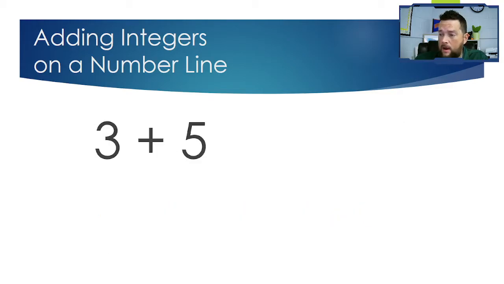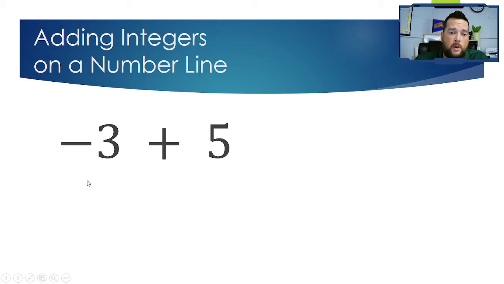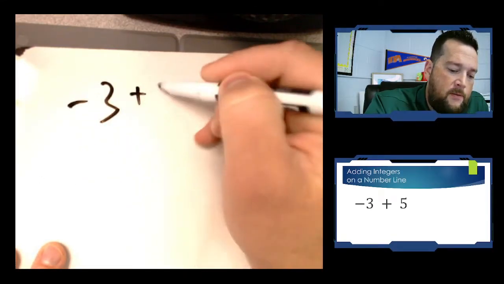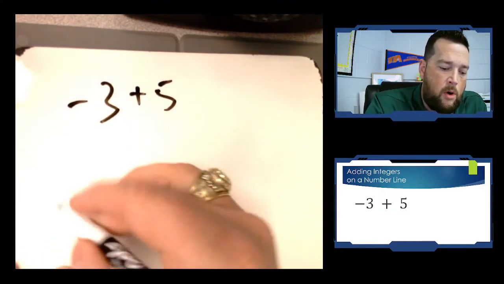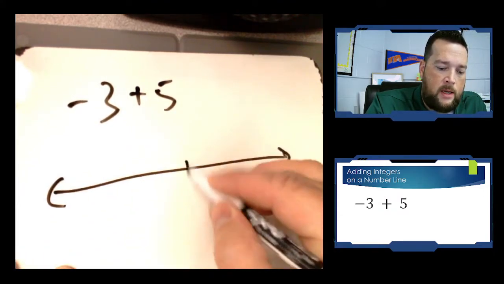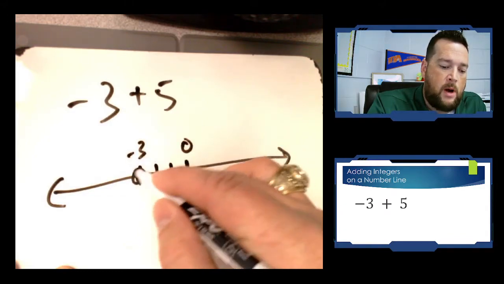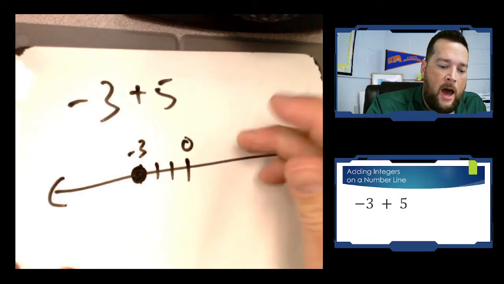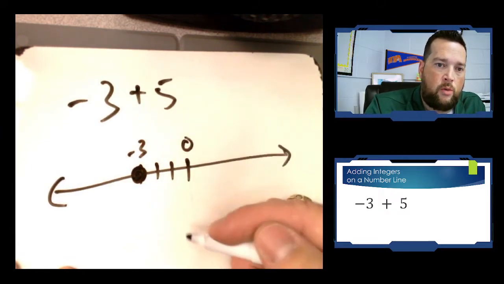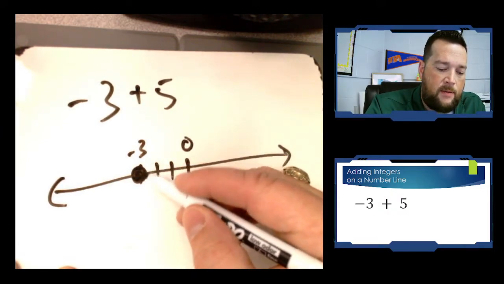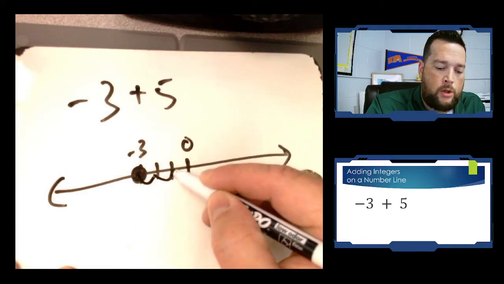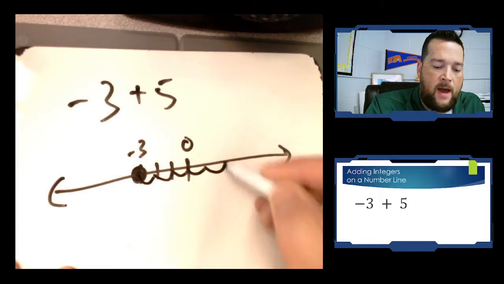It may be even great for a situation like this where you've got -3 plus 5. These are both still small numbers. On a number line, it would look like this. I'd represent 0, -1, -2, -3. That's where I would start. And then I'm going to hop 5 spaces to the right because it's a +5. All right, so I'm going to hop 1, 2, 3, 4, 5 spaces.